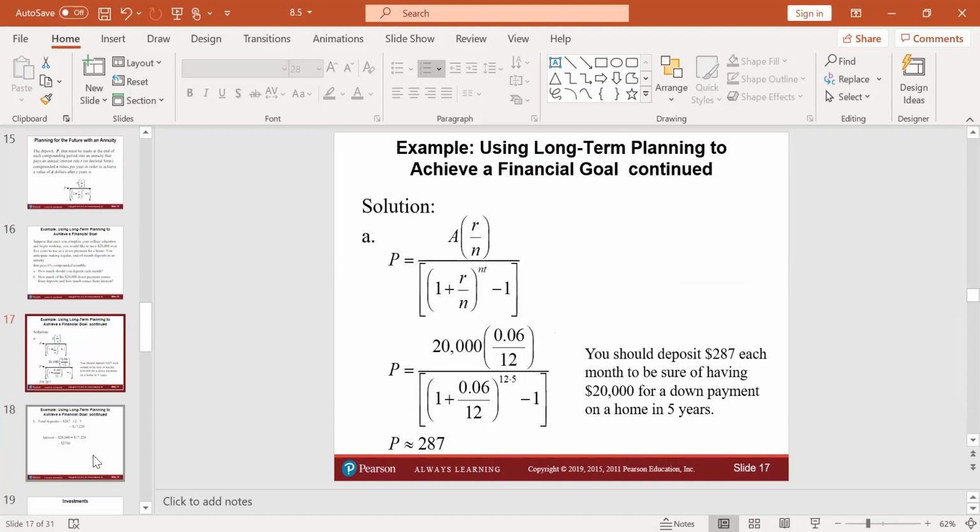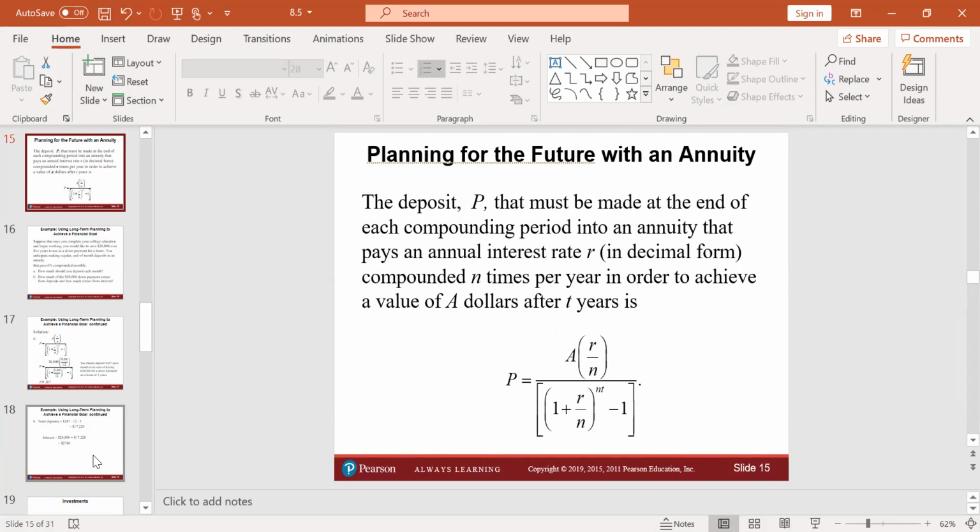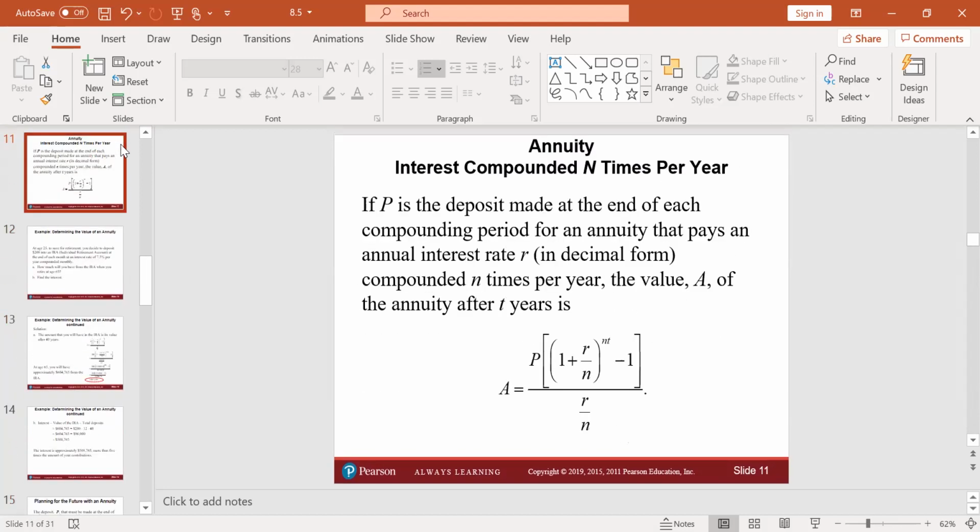Furthermore, let's say you wanted to save for a financial goal. Now they give you what appears to be a different formula here, but actually all they've done is take our previous annuity formula and solve it for P. They just solved it for P. So let's look at another possibility. And I'll do my own.